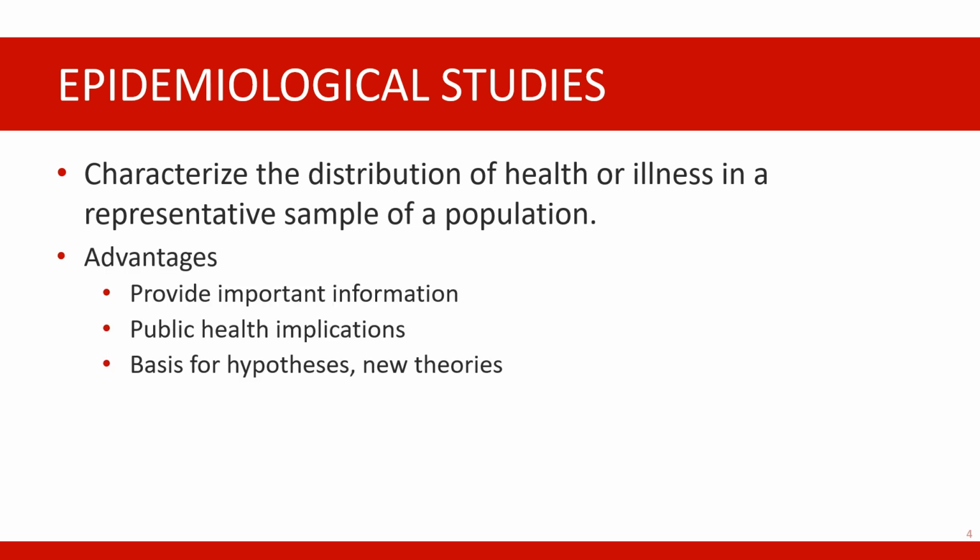So the National Comorbidity Survey illustrates many of the advantages of epidemiological studies. They provide us with very important information. This is important information both from a public health perspective and also as a source of ideas for further research. For example, based on findings about risk or protective factors, we might generate hypotheses or develop new theories that we could test with other research designs.